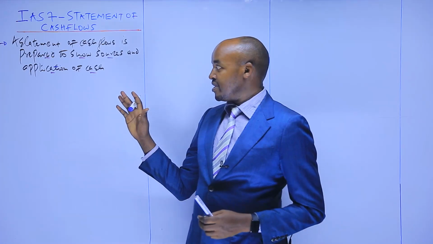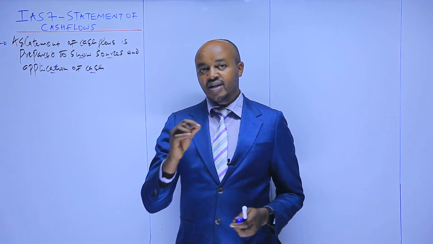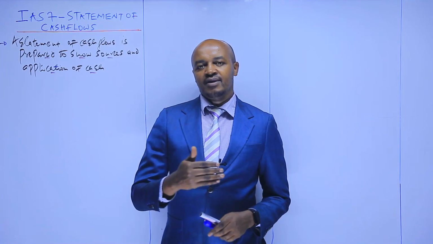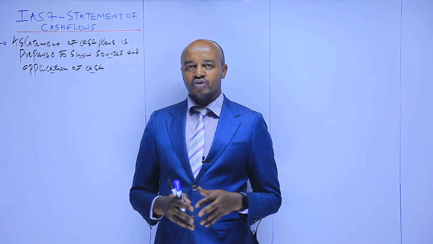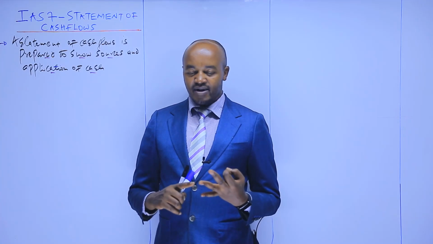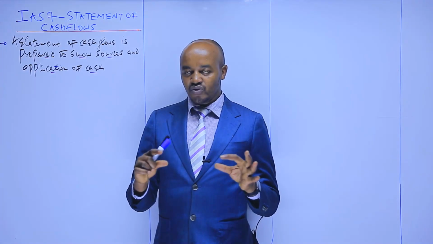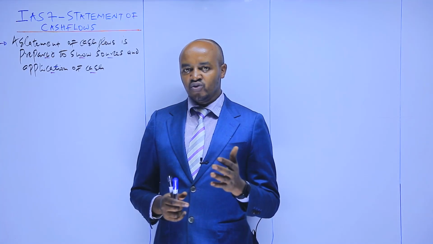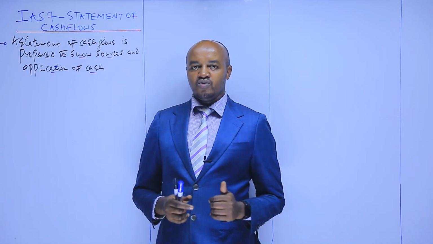Now, when this statement of cash flows is being prepared, it should be prepared in accordance with International Accounting Standard number 7. Basically that standard requires that in preparing the statement of cash flows, the activities of the company should be classified into 3 categories. Which are those 3 categories? Operating activities, investing activities, and financing activities. Once those activities have been classified into 3, the company should determine the net cash flows from each of those 3 activities.